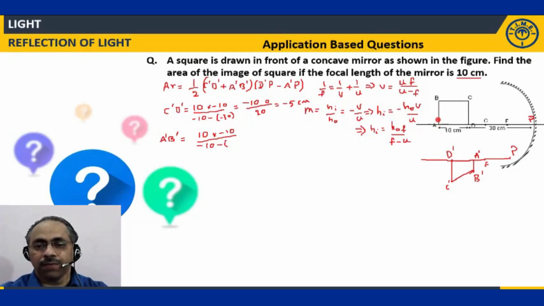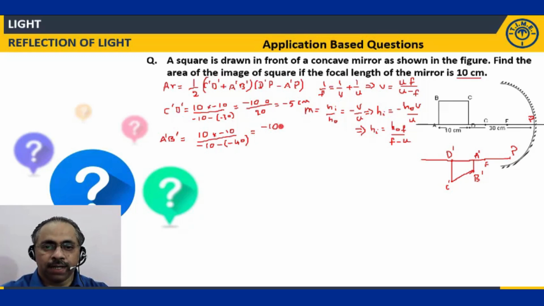What is U? Distance of AB from the pole. So 30 plus 10, this is 40. So minus 40 going by the sign convention. So I will get it as minus 100 divided by, okay, 40 minus 10 is 30. So it is 30. So I'll get it as minus 10 by 3. Okay. So CD dash, C dash D dash I got it, and A dash B dash also I got it.